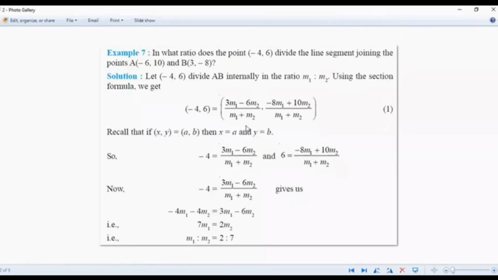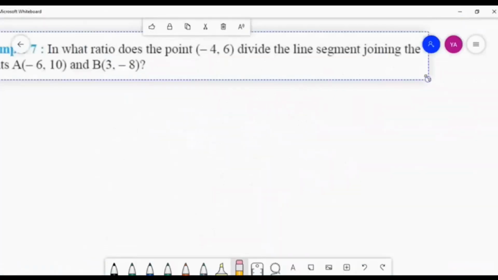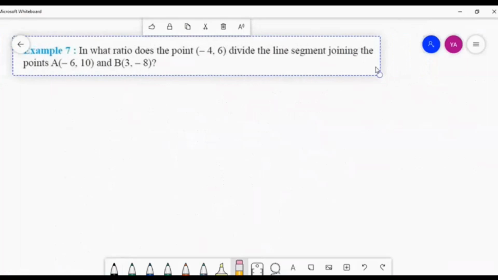So this is one method to find the ratio if two points and the dividing point are given, the reverse question. We will also discuss an alternate method to solve this question. I shall open the question in the whiteboard. This was the question: in what ratio does the point (-4, 6) divide the line segment joining the points A (-6, 10) and B (3, -8)? So we'll discuss how to do this in an alternate method.